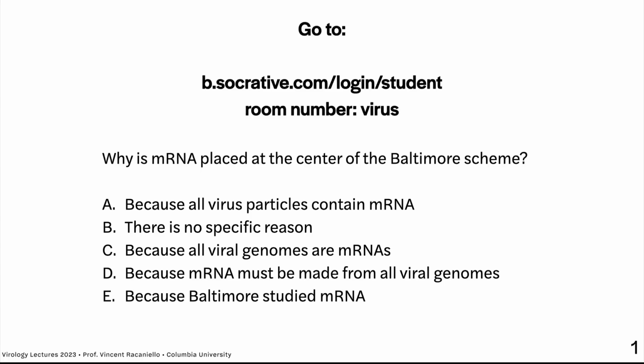Most of you got D, which is correct. Because the mRNA is put in the middle of the Baltimore Scheme because all virus genomes have to lead to mRNA. None of these other answers are correct, at least none of you picked B. That's good. There's no reason.